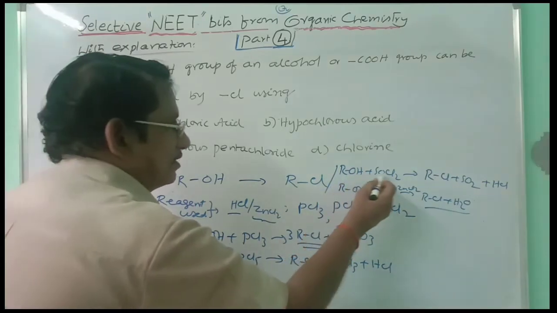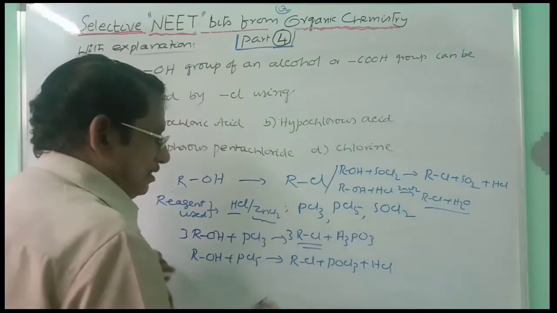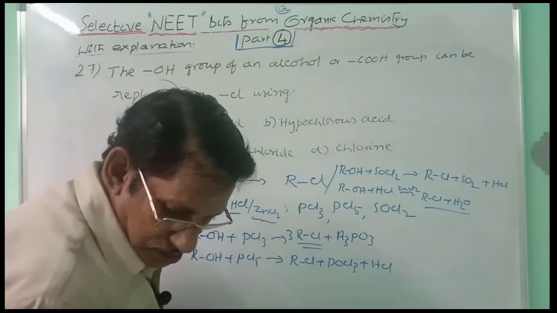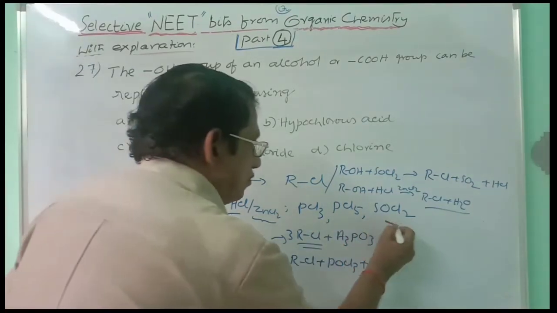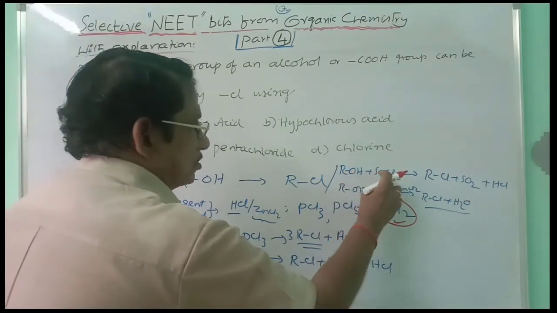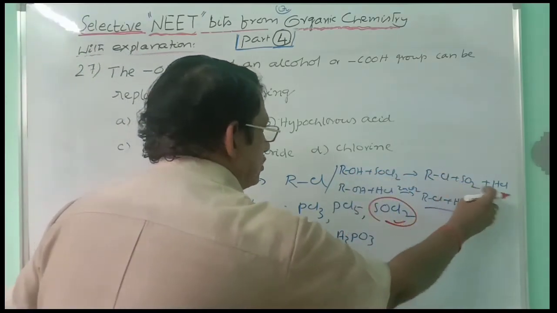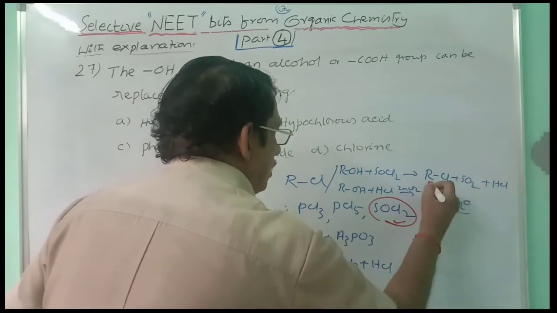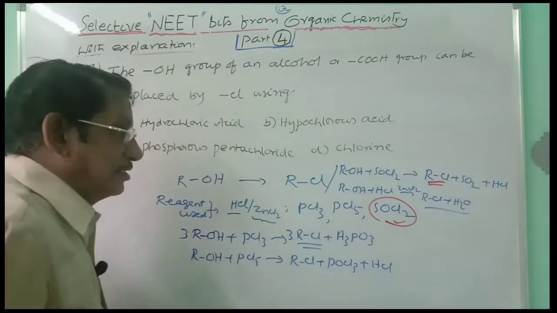And in the case of SOCl2, this is the best method. Out of all these, this is the best method to prepare alkyl halide. Because if you take ROH and SOCl2, RCl plus SO2 gas, HCl gas, both will be escaping, RCl only remains. Only alkyl halide is obtained. That is why this is the best method.